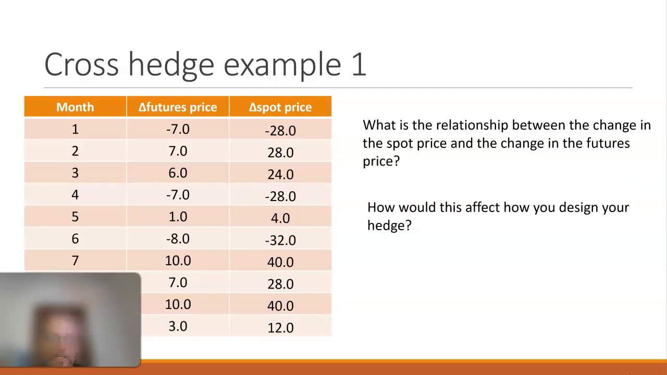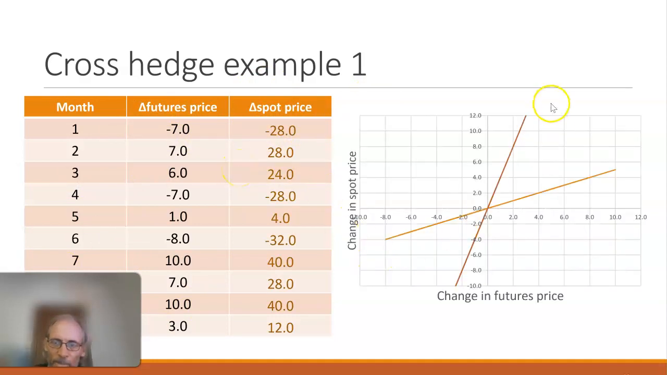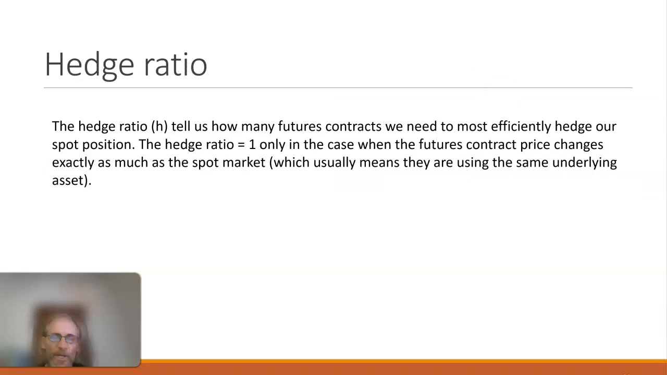Okay, and I changed it here where now the spot price changes 4 times as much as the futures price. You can see a much higher slope, and so we would need 4 times the number of contracts that we would typically use in this case. I think they use the term hedge ratio in the text. They use the notation H here, and it's a multiplier times the number of contracts that you need.